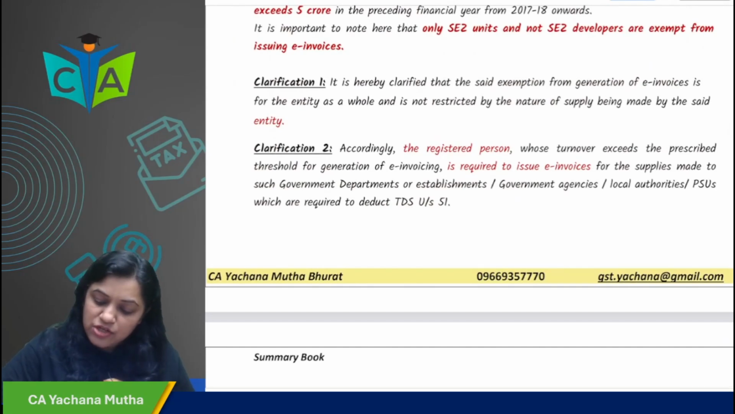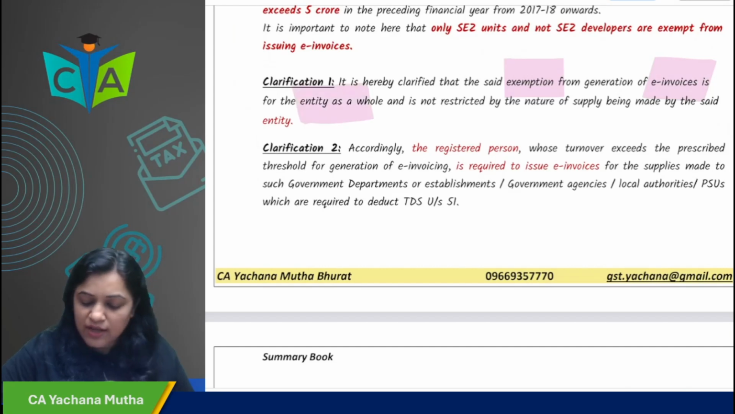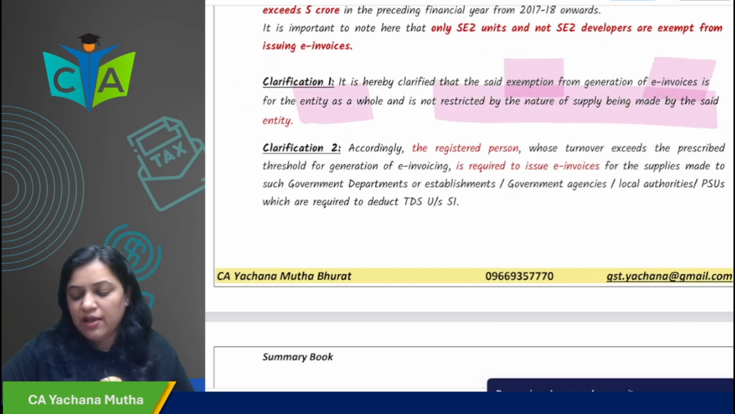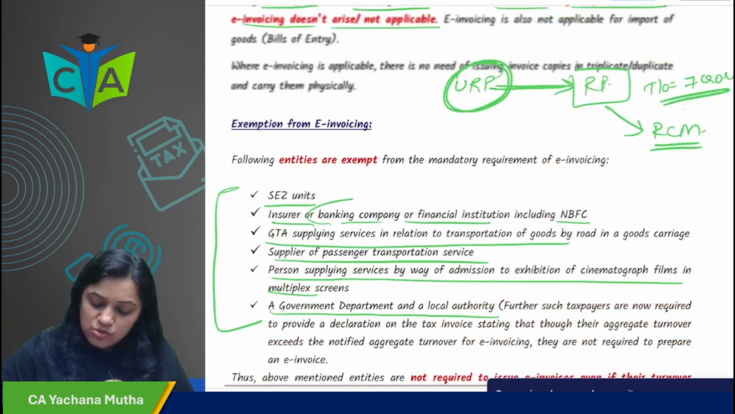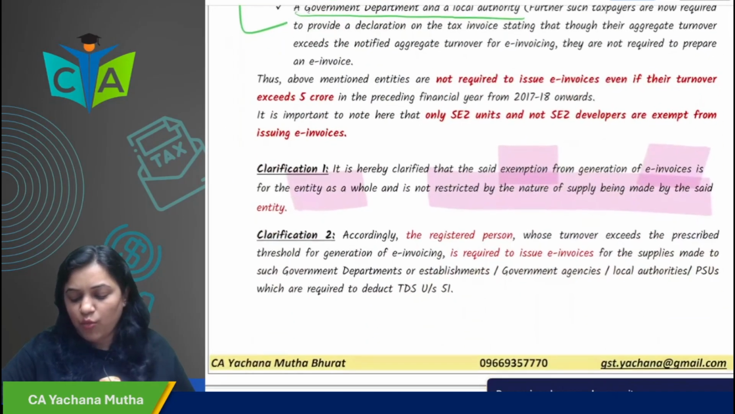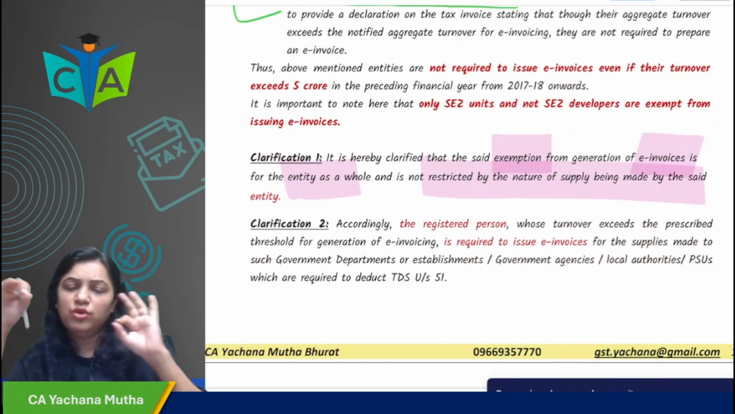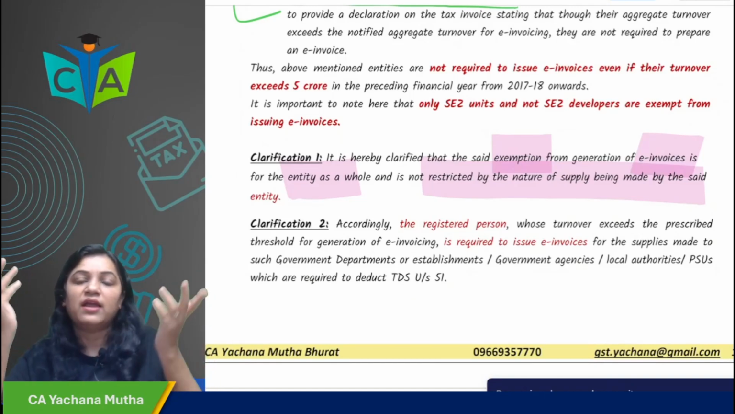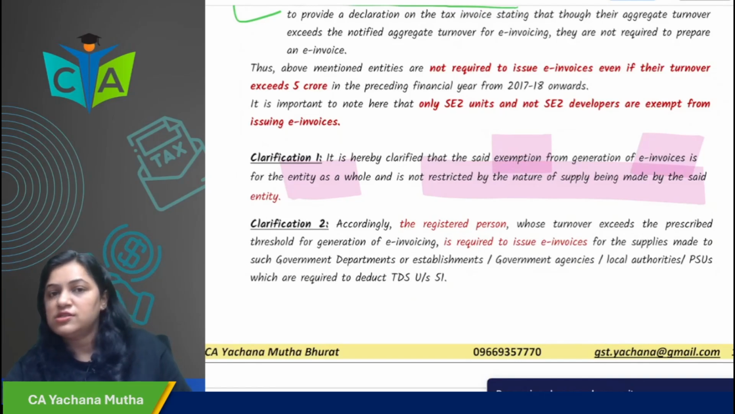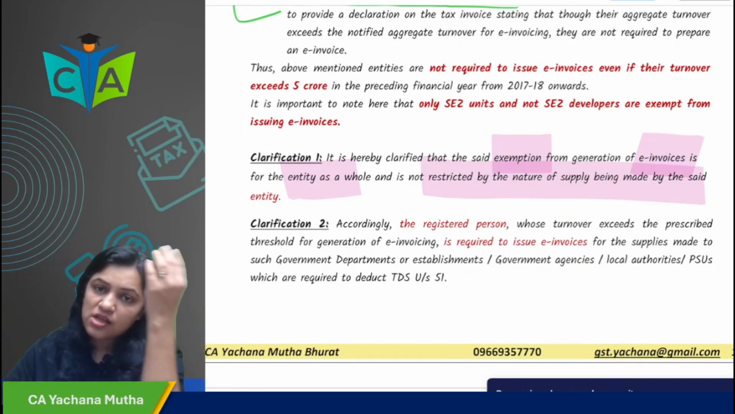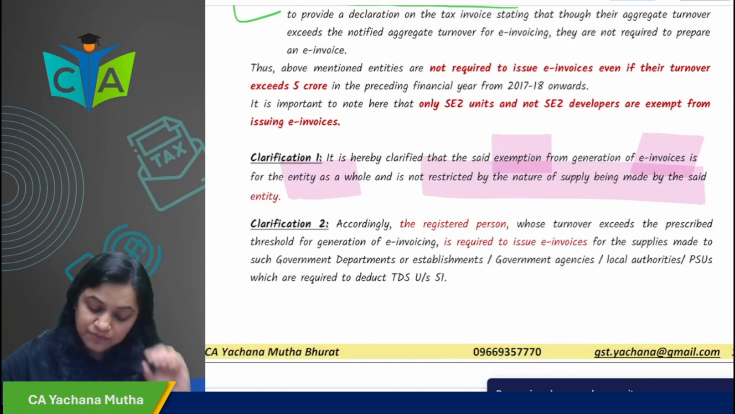Now there are two clarifications. One is, it is clarified that the exemption from generation of e-invoice is for the entity as a whole and not restricted by nature of supply. They have given an example, for example the banking company. Whatever services they are providing, they are not required to issue e-invoice. So this exemption is for the banking company and not by the nature of service; it is not that a particular service is exempt from e-invoice. If the banking company is exempt, the entity as a whole is exempt from issue of e-invoicing.